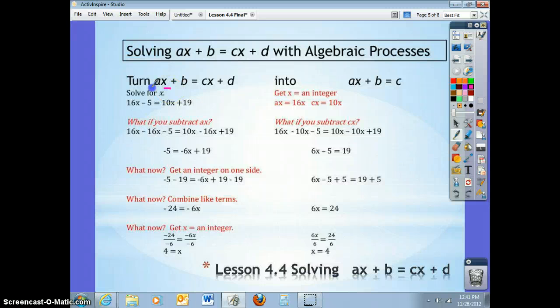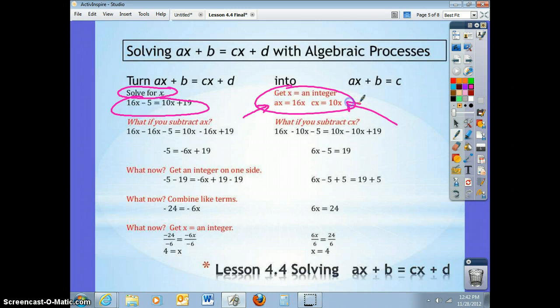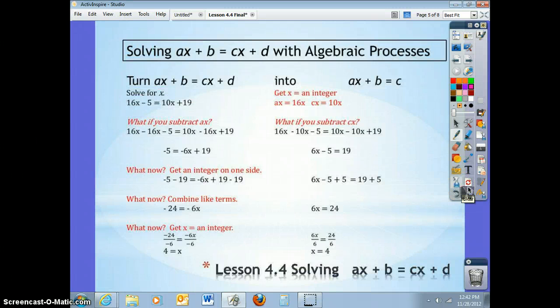So that's what we're trying to get to. We're trying to solve for x. We want x to be an integer. We have this guy: 16x minus 5 equals 10x plus 19, where ax is 16x and cx is 10x. All right, now let's do this right-hand side first. So what if we crush Christina instead of annihilate Anna? If we get rid of 10x, because that's Christina.